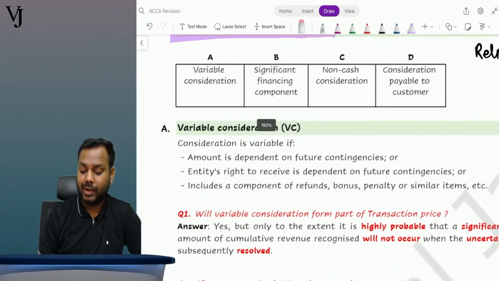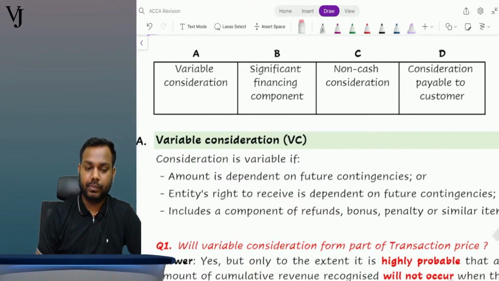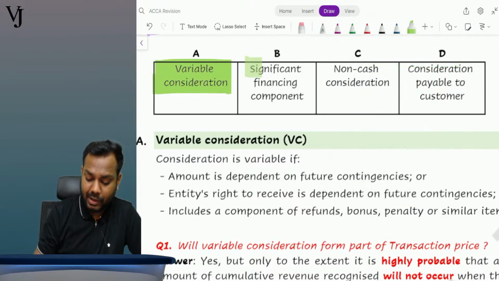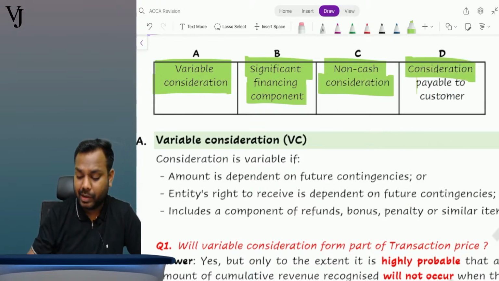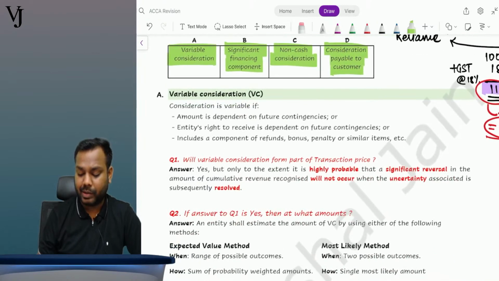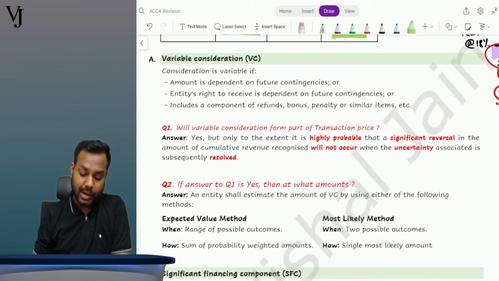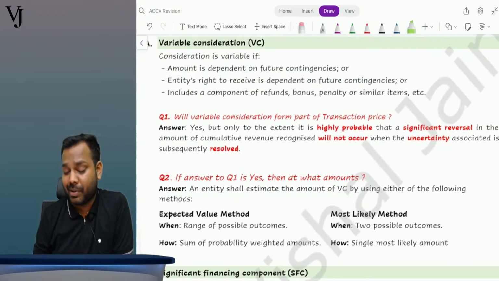Now, in the transaction price, you have to study these 4 adjustments: variable consideration, significant financing component, non-cash consideration, and consideration payable to the customer. Now we'll discuss these with the help of a sufficient number of examples.